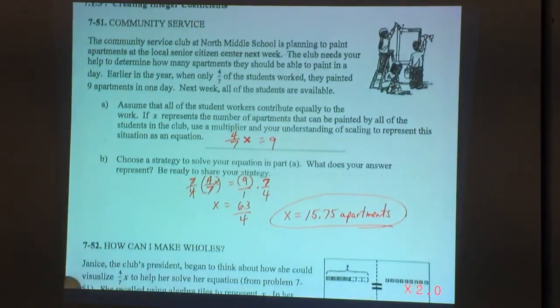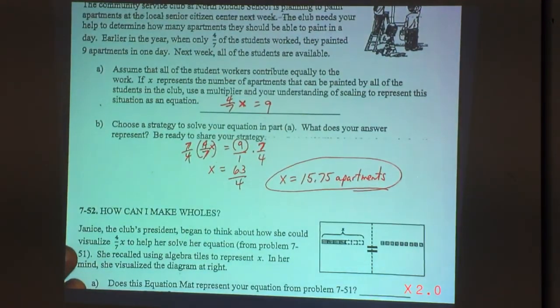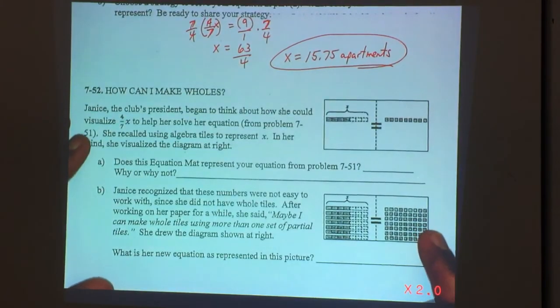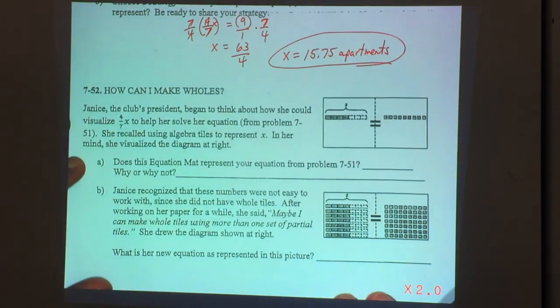Alright. So the next part is called... Maybe I should do this little whole thing showing. Okay, there you go, Cole. How can I make holes?